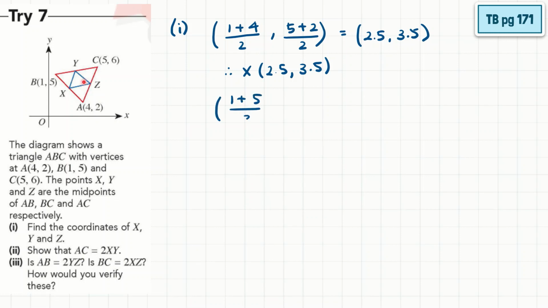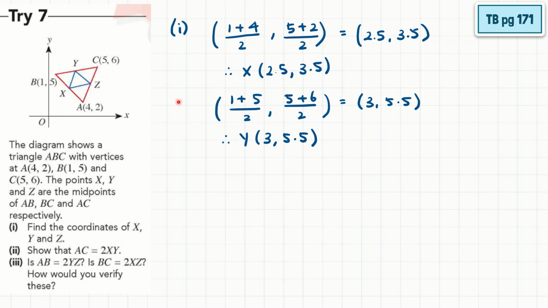I hope that you have given it a try. To find out the coordinates of Y, we will take the coordinates of B and C because Y is the midpoint of BC. So the x coordinate of Y will be (1 plus 5) divided by 2 as shown here, and the y coordinate will be (5 plus 6) divided by 2. That simplifies to give us (3, 5.5), and therefore that will be the coordinates of Y.